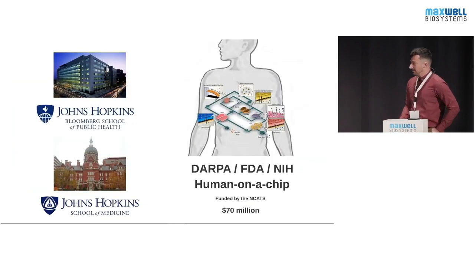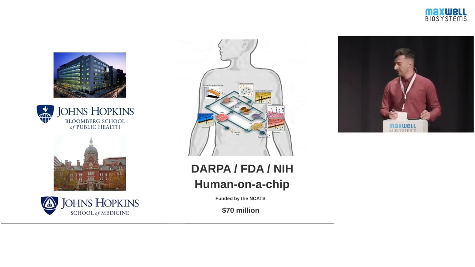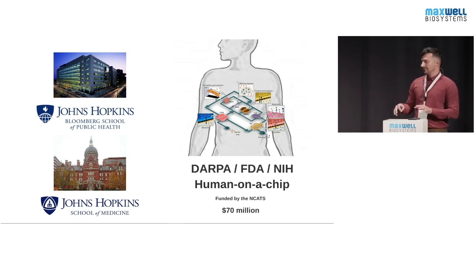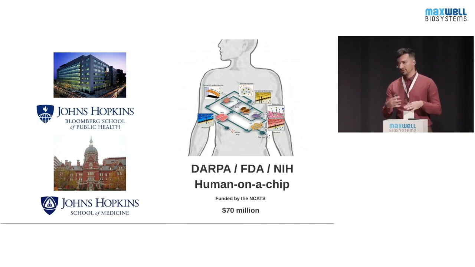So today I'm going to be talking about this model that we use. This was developed through some funding from Human on a Chip. There was a huge funding from DARPA, FDA, and NIH. They put 70 million into this. The idea was to generate a microfluidic platform that has different microphysiological systems all interconnected between them, with the idea to use for toxicology purposes, also for drug screening.